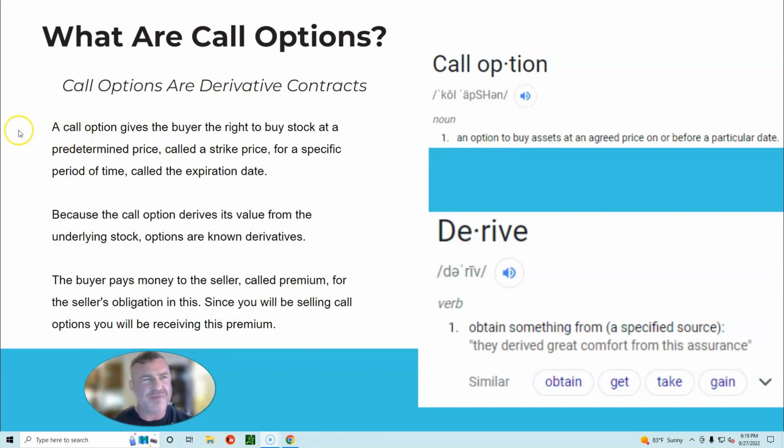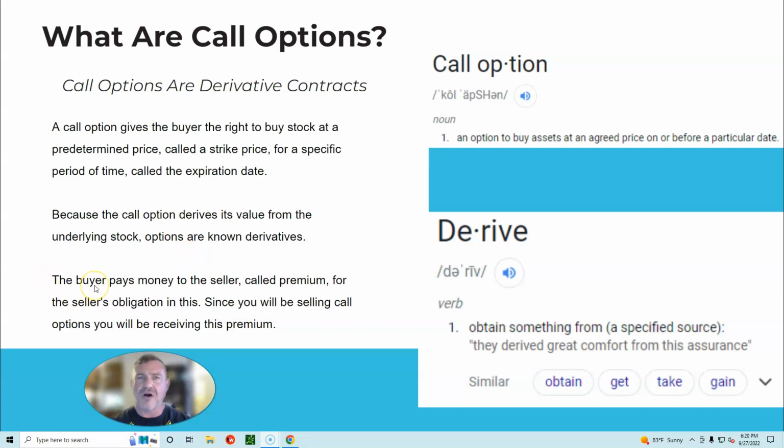So what is a call option? A call option gives the buyer of the call option the right to buy stock. So you're buying a contract that gives you the right to buy stock at a predetermined price, called a strike price, for a specific period of time, called the expiration date. Because the call contract derives its value from the underlying stock, options are known as derivatives.